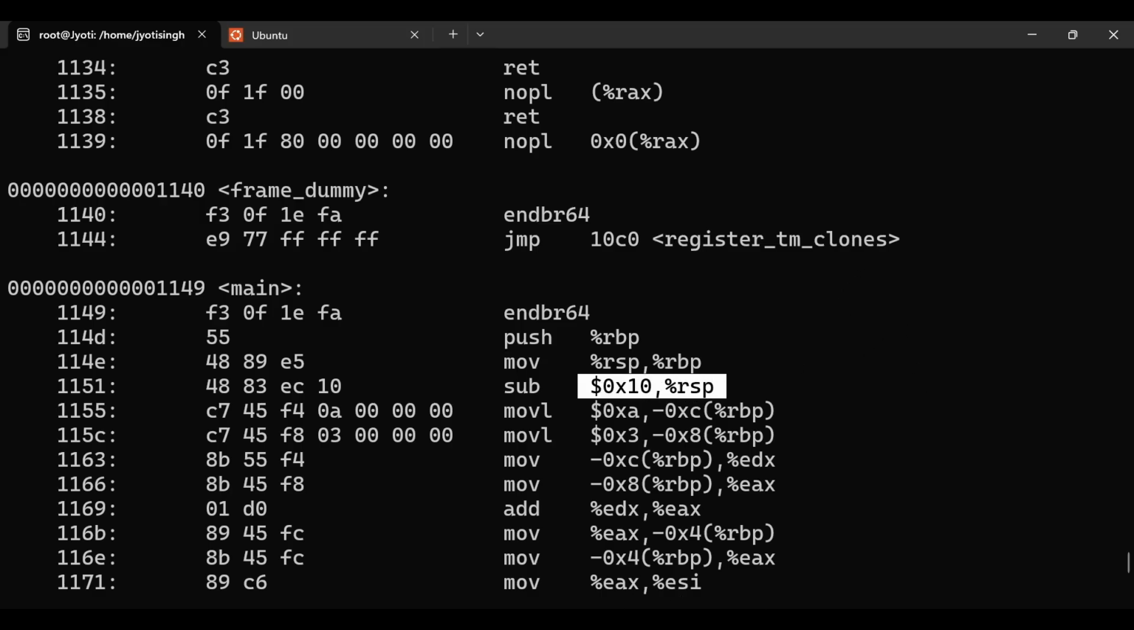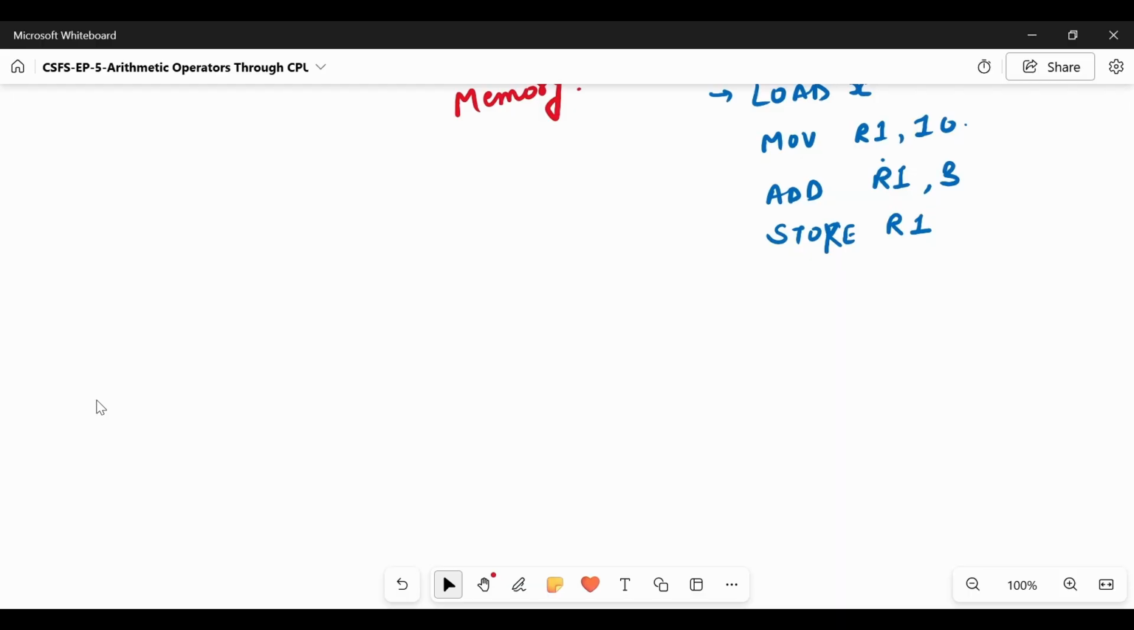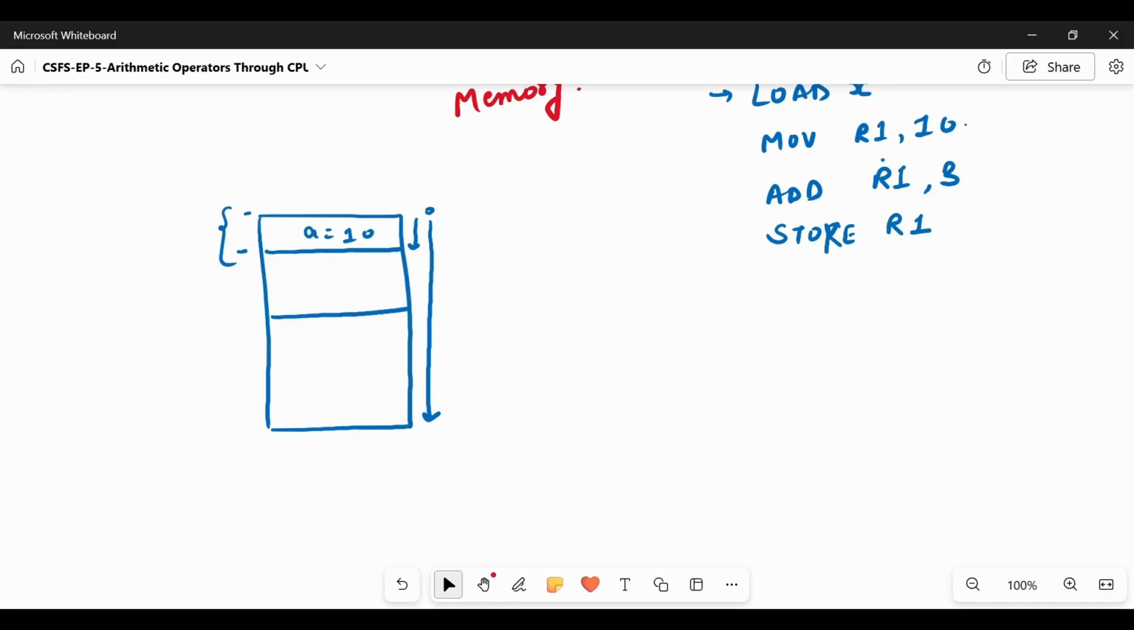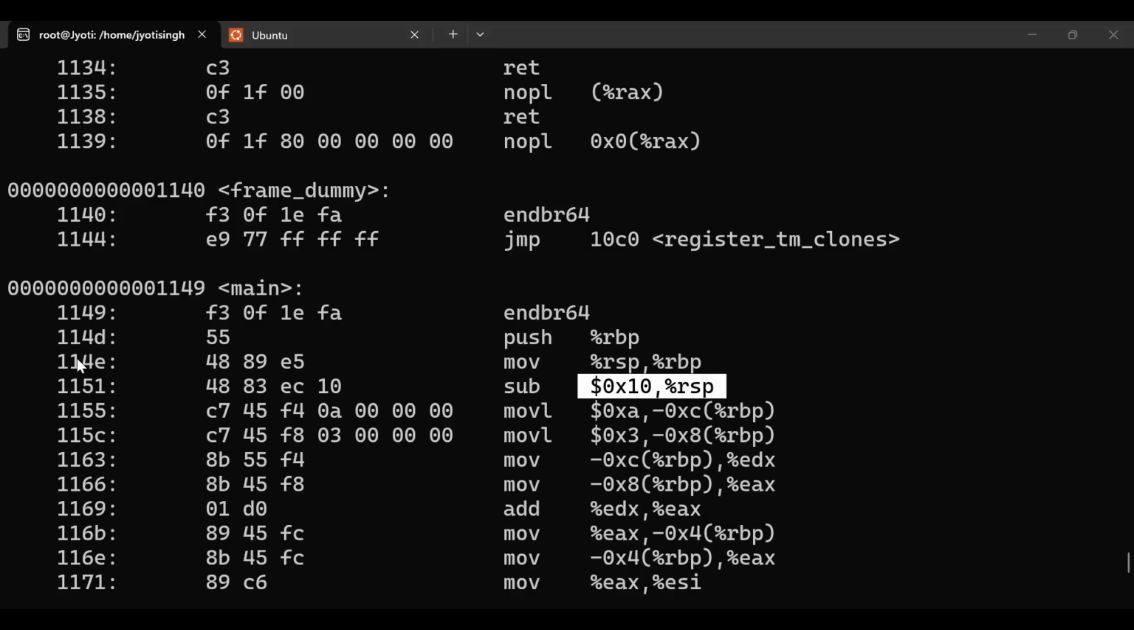So let me show you. It will be like we have allocated this much memory inside the stack. Initially our stack pointer is here, and we have to move downward. So when we are allocating a equal to 10, taking 4 bytes, the offset is negative. From the terminal, see, this is 0xc, that is 12, and this is 8. 12 minus 4 is 8, so we are moving 4 bytes downward.